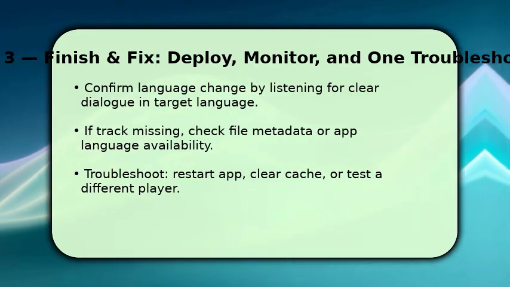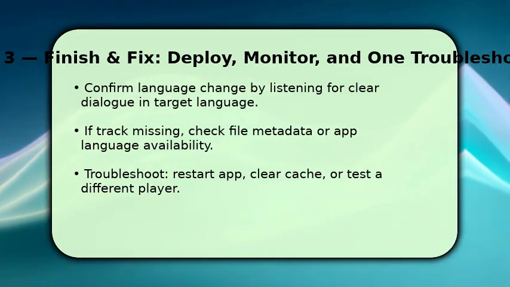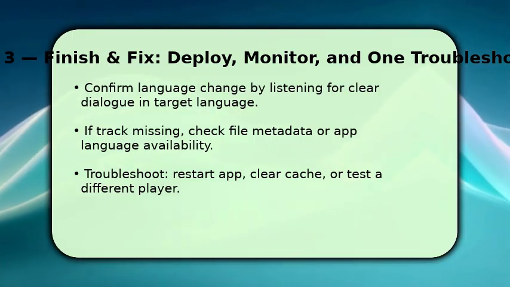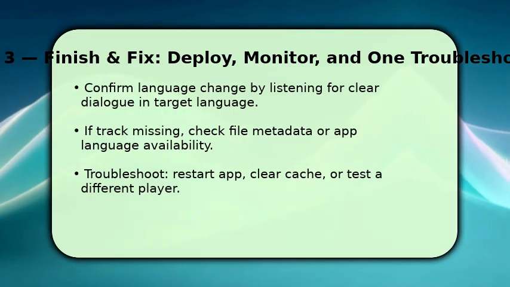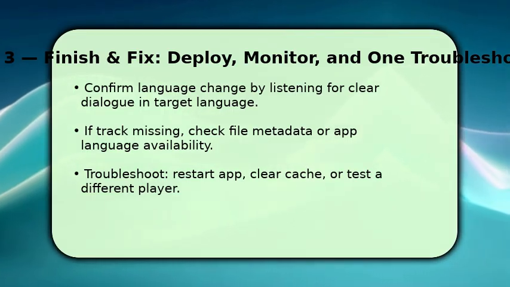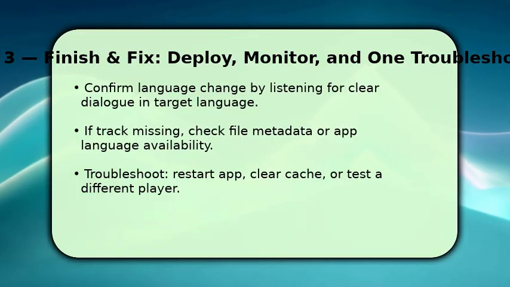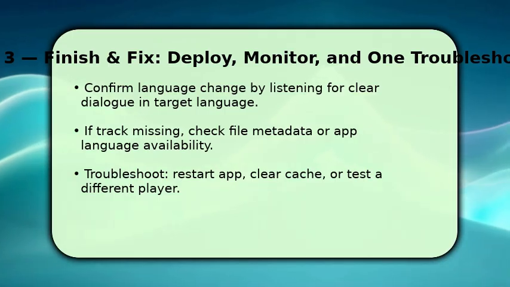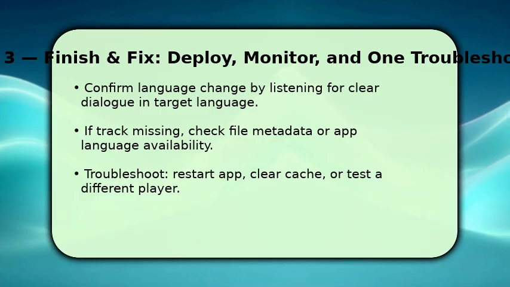If the track is missing, check the file metadata or the streaming provider's language availability. Some content lacks alternate tracks. If something goes wrong, restart the app, clear its cache, or try a different player. These actions often restore missing tracks or fix sync problems quickly. One quick troubleshooting tip: toggle the audio track off and back on to force a reset.